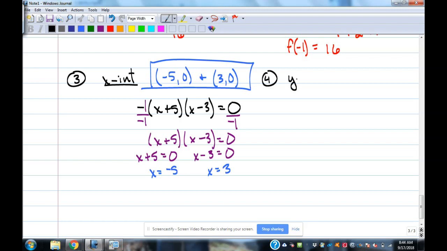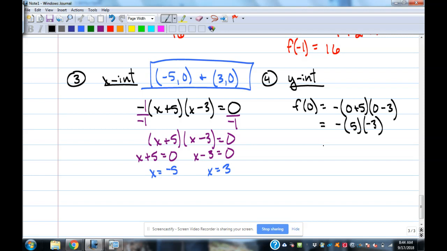Y-intercept. Y-intercept for intercept form, still not that hard. It's still just plug a 0 in for x. 0 plus 5, 0 minus 3. That's going to be negative, and then 5 and -3. 5 times -3 is -15 times a -1. So it's going to cross the y-axis at 0, 15. It's going to cross the x-axis at -5 and +3. Right.